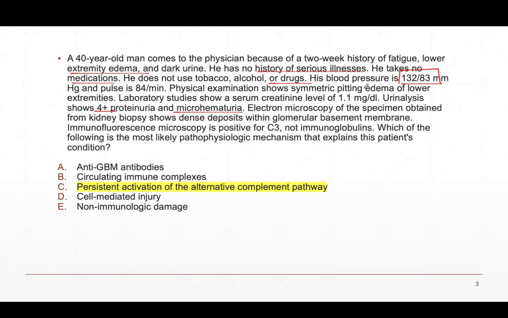And then again, symmetric pitting edema just solidifies the kind of edema we think he has, because if it's not pitting, it's non-pitting, you think of thyroid disorders and so on. That's called myxedema. His creatinine level is high. And again, we said proteinuria and hematuria. So what does this patient have? What do you call this disorder of hypertension and hematuria, and he also has proteinuria?